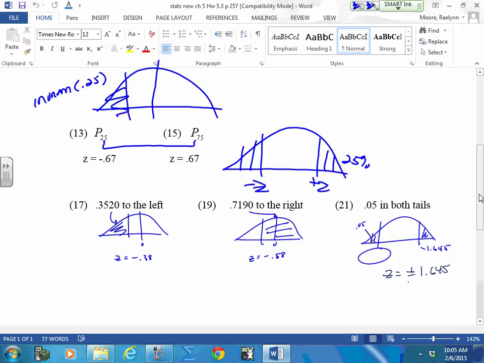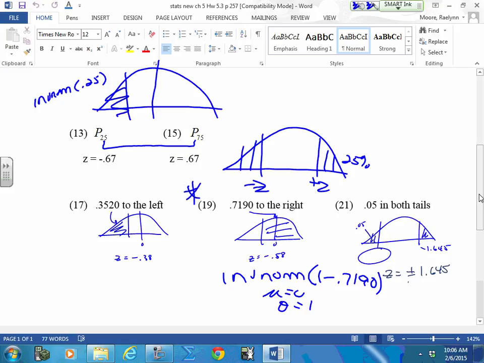Okay. Again, they gave you area to the left, inverse norm. Put that in your inverse norm. Two ways to do this. Inverse norm, and remember I showed you yesterday, let inverse norm subtract it for you. You won't make any mistakes that way. You still have your mean of 0, your standard deviation of 1, but put the 1 minus. Your calculator takes that. So this is to the right.